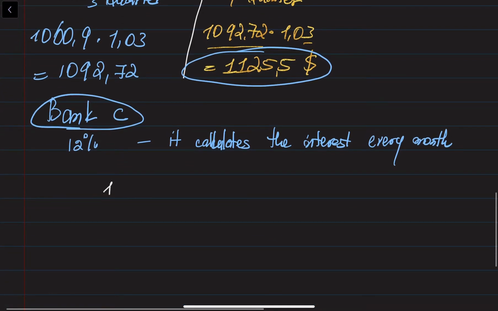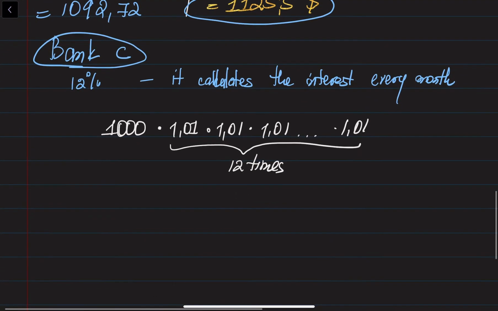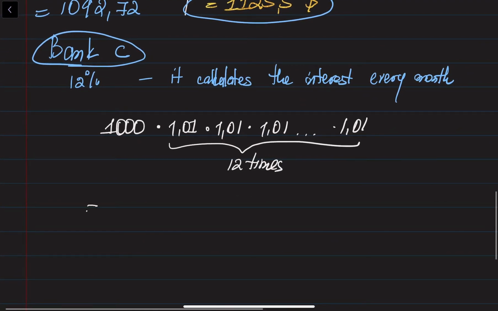So again, I'm going to invest 1,000, right? Every month I'm going to get 1%. So after 1 month, it's going to be 1.01. This is the 1%. After one more month, it's going to be 1.01. After one more month, 1.01, and so on. And I have to multiply by 1.01 12 times. And this is going to be simply equal to 1,000 times 1.01 to the power of 12.